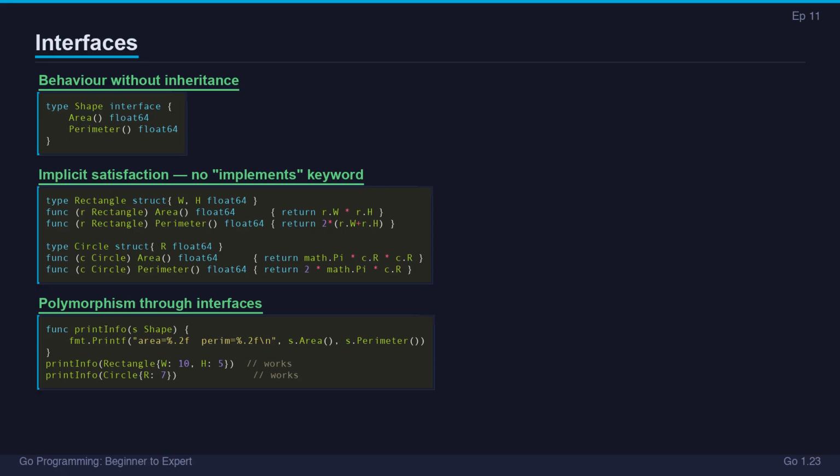The function doesn't know or care what concrete type it receives, only that it can call Area and Perimeter on it. The fmt package's Stringer interface is the most common example in the standard library. When you implement String on your type, fmt.Println and fmt.Printf with %v automatically call it.